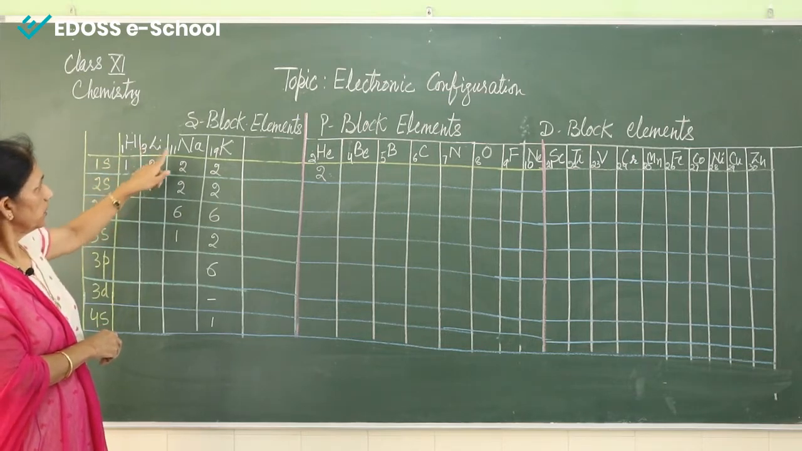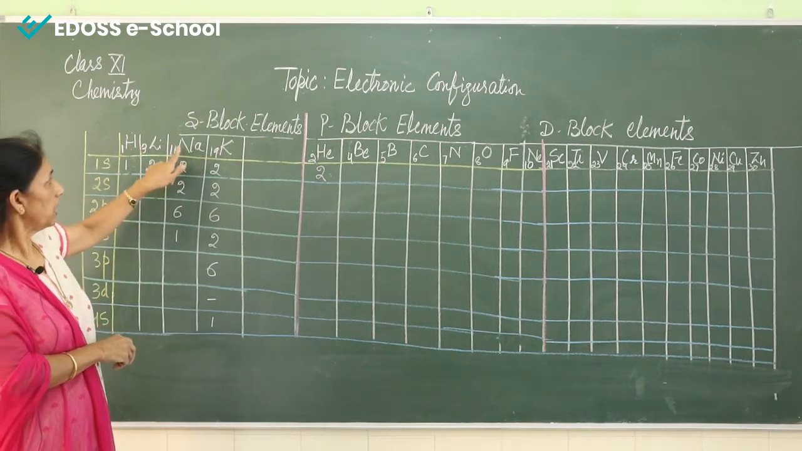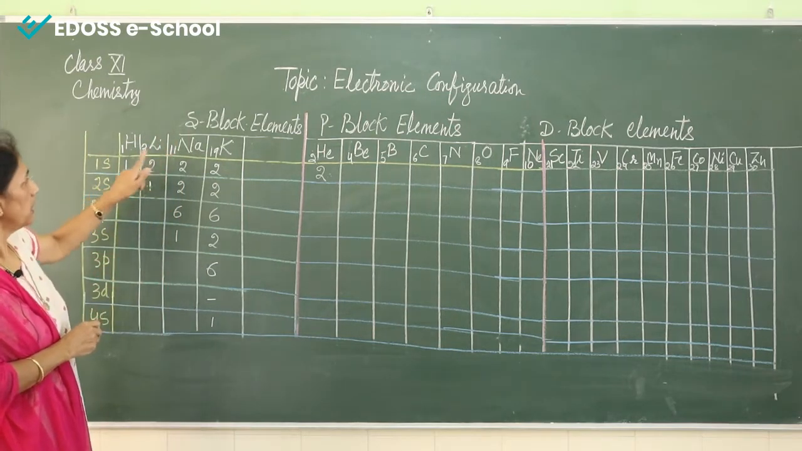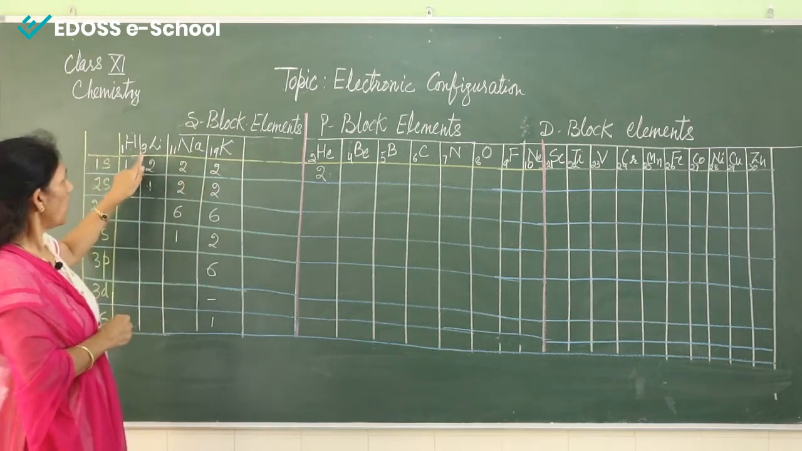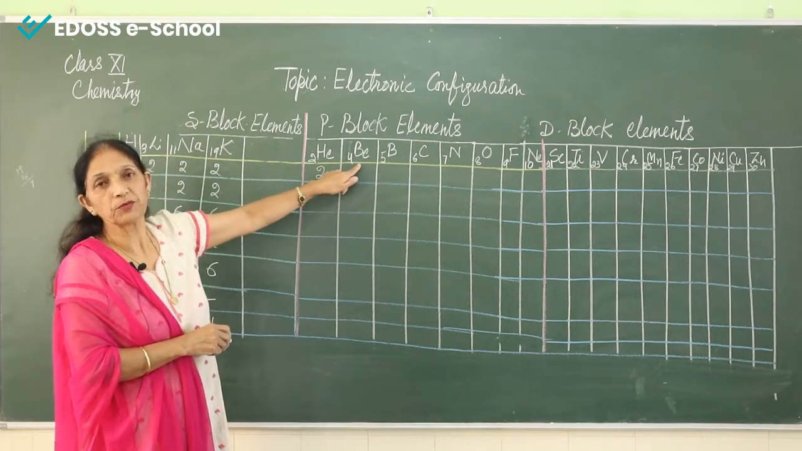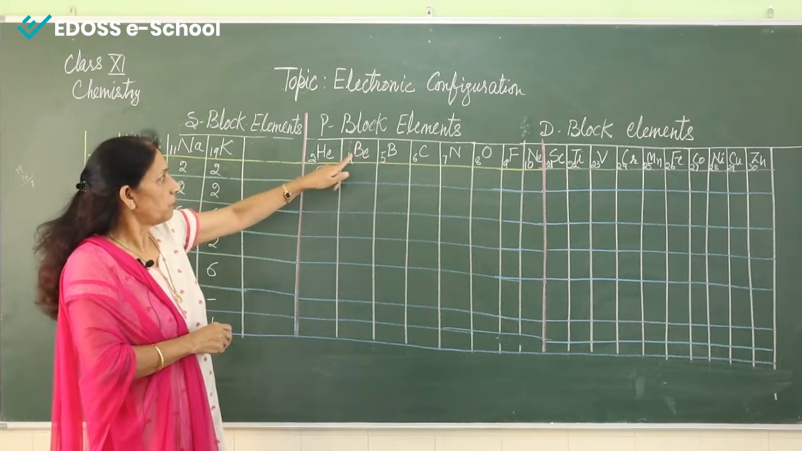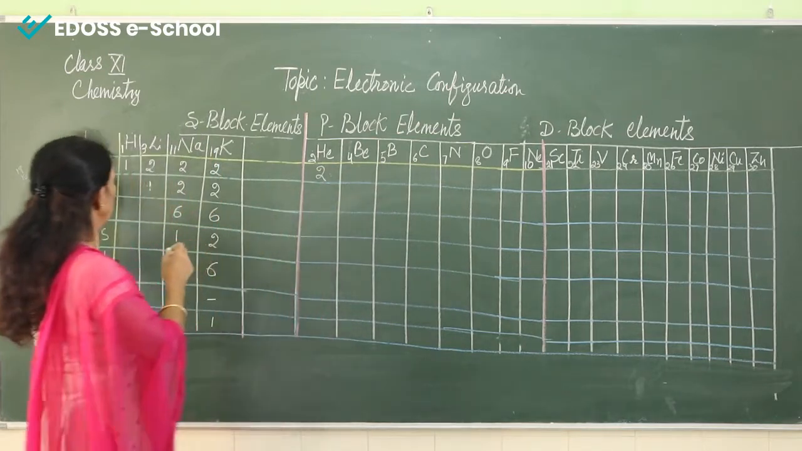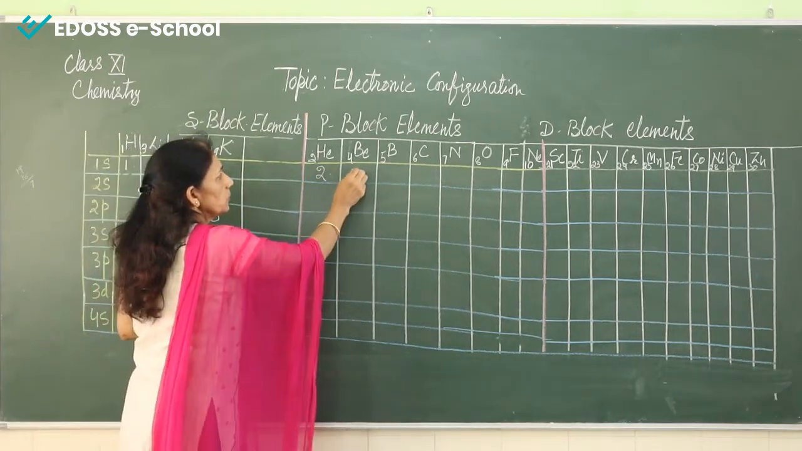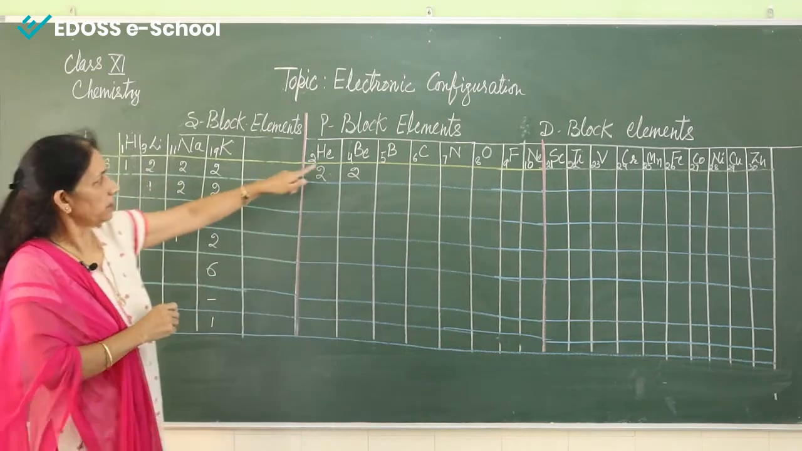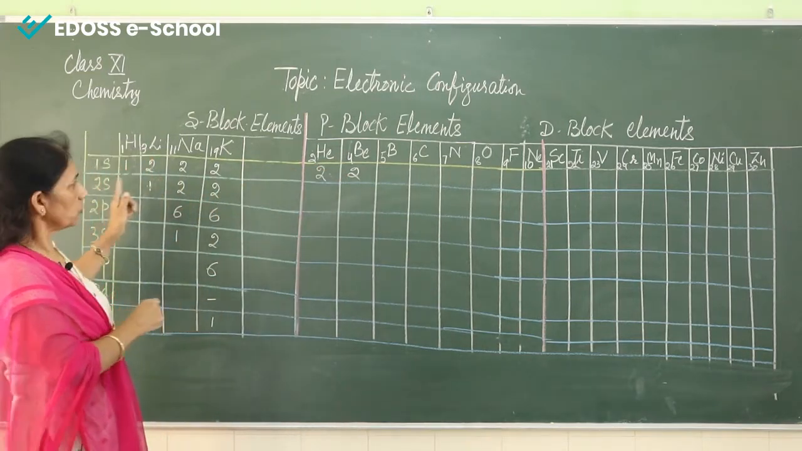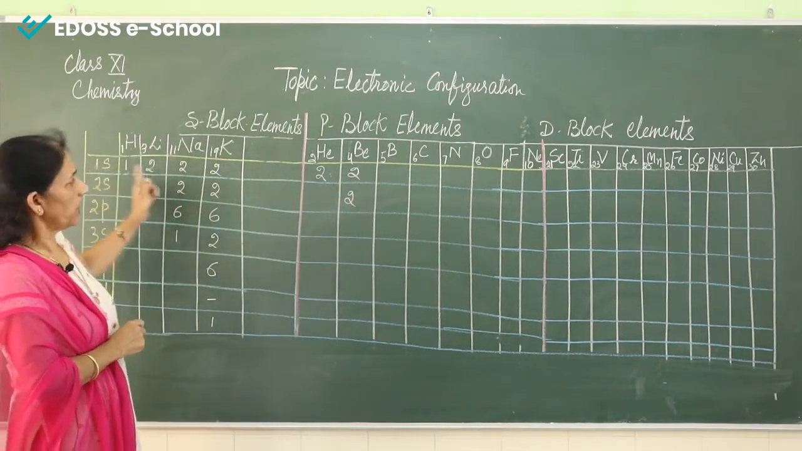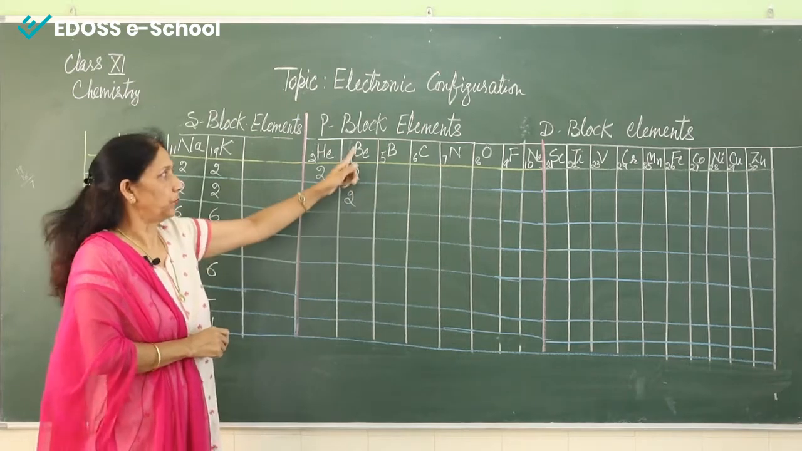Now after 3, this is sodium, which is also an S block element. Now let me come to the P block also. After 3 we can see here beryllium. With beryllium, 1s will accommodate 2 electrons and the other 2 electrons will move in 2s. So its configuration will be 1s2 and 2s2.